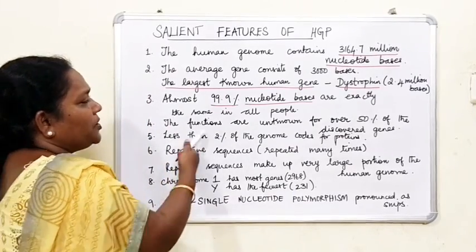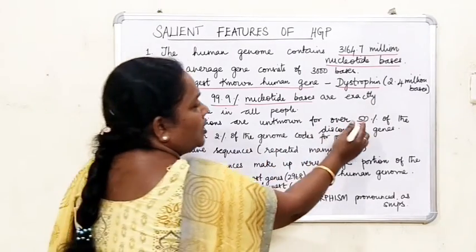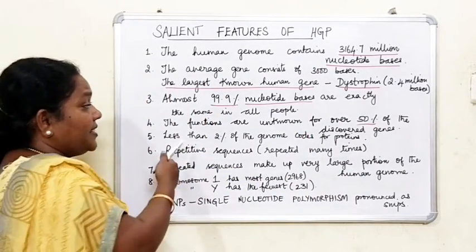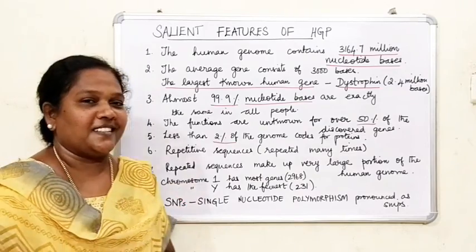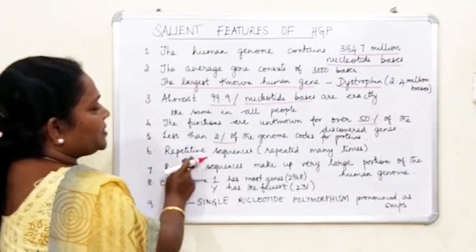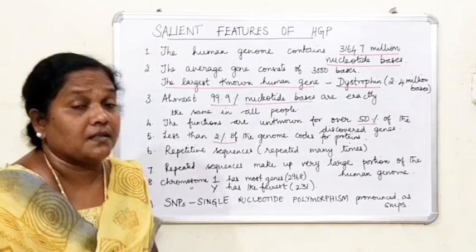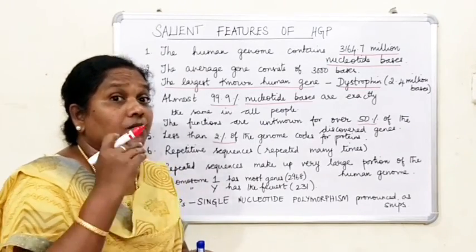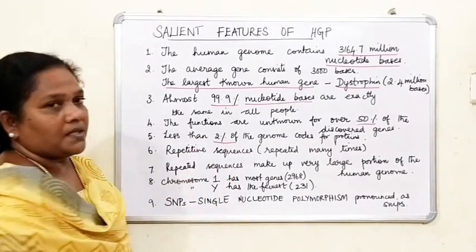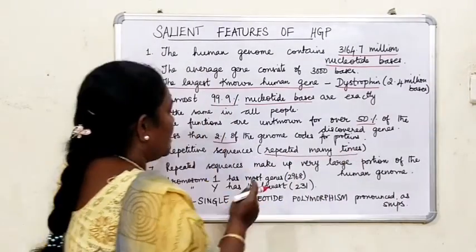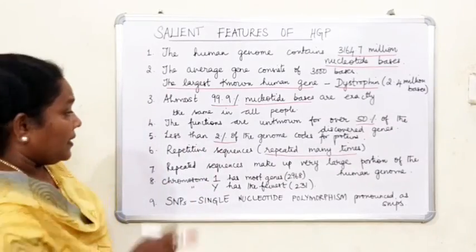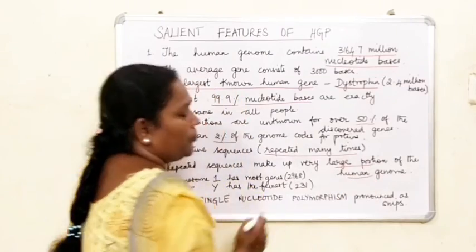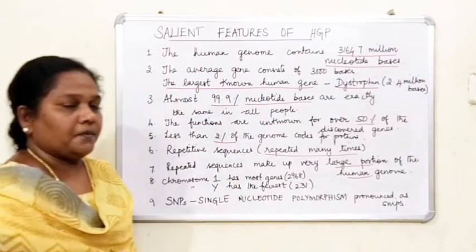Right? And then what about the functions? Normally the functions are unknown for over 50% of the discovered genes. And then less than 2% of the genome codes for proteins. And next one, repetitive sequences. What do you mean by the term repetitive sequences? In satellite DNA, you have repetitive sequences. Sequences that are repeated 100 to 1000 times, you call repetitive sequences. That is why I have mentioned here repeated many times. So they are called as what? Repetitive sequences. And these repeated sequences make up a very large portion of the human genome. So most of the sequences will be repeated.